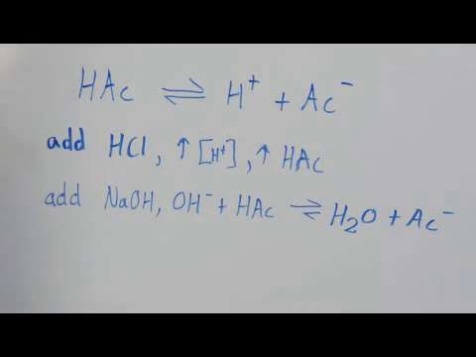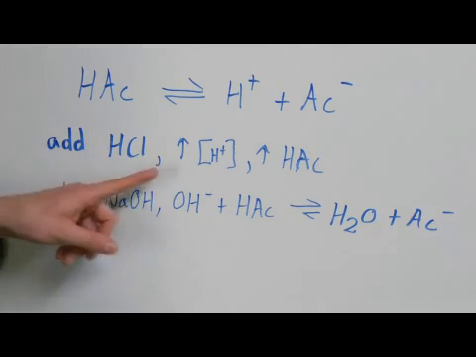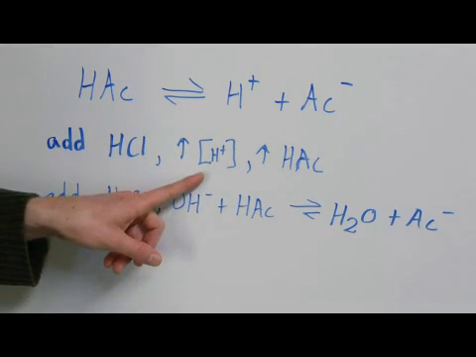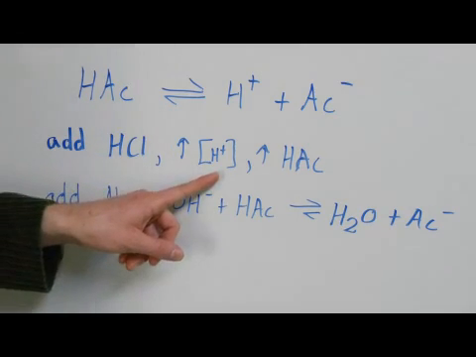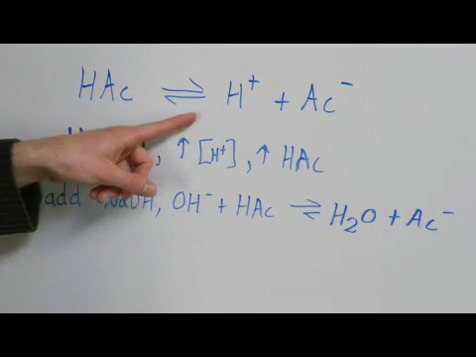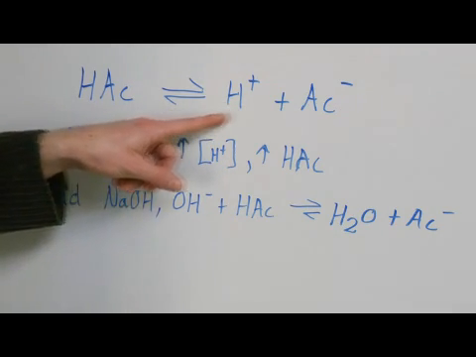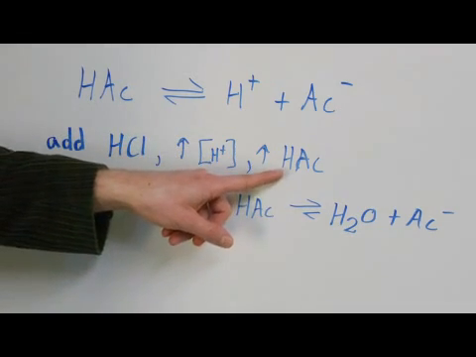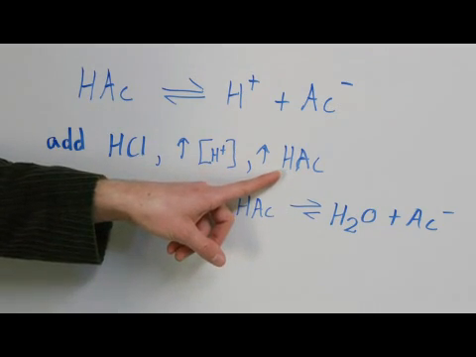Since it's a buffer, it should be able to absorb the small addition of either a strong acid or a strong base. If we add HCl, which is a strong acid, we'll increase the amount of hydrogen ions in the solution because the HCl contributes those hydrogen ions. What that's going to do is force some of the reverse reaction to occur more to help balance out the overall equation. Basically, if you increase how much hydrogen is here, we're going to push it backwards. The end result will be that we form more acetic acid, which is a weak acid, and only slightly lower our pH.